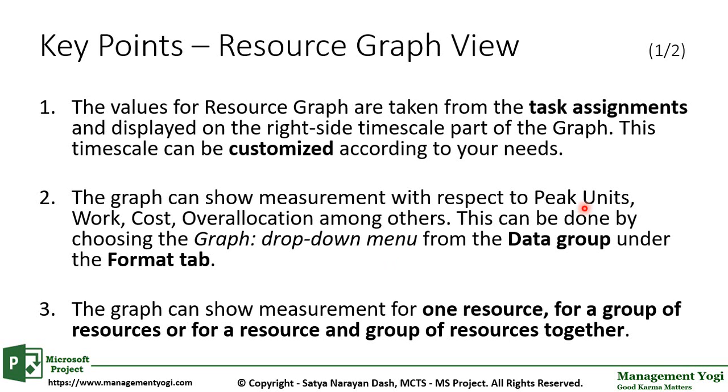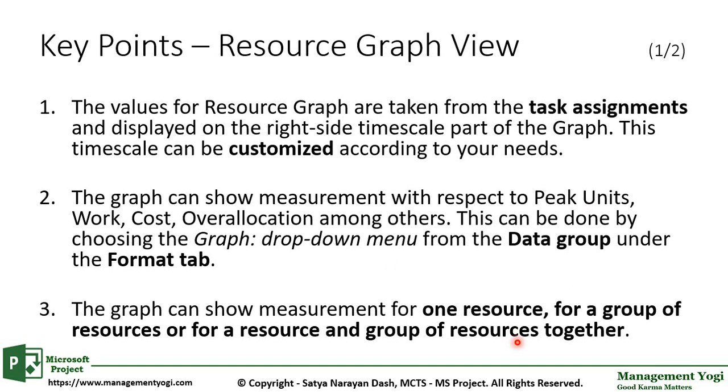Key point 3. The graph can show measurement for one resource, for a group of resources, or for a resource and group of resources together. So this point is telling you that you can have 3 possible information, and this can be done with another command that is called bar styles command. This bar styles command will be also part of this resource graph tools.